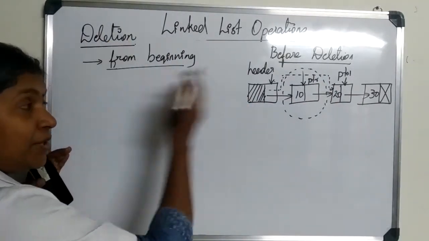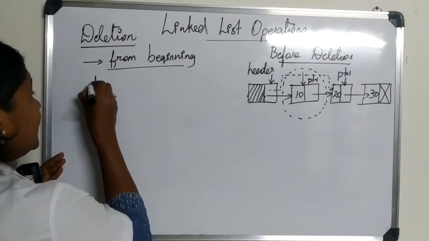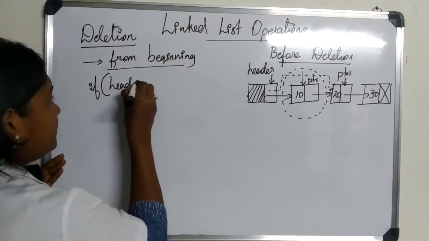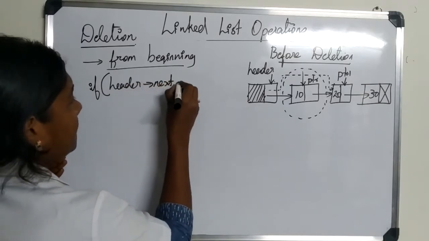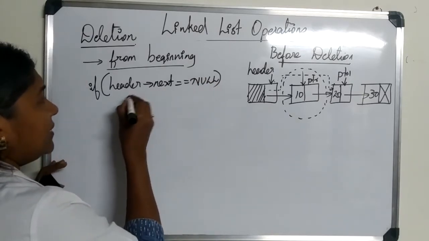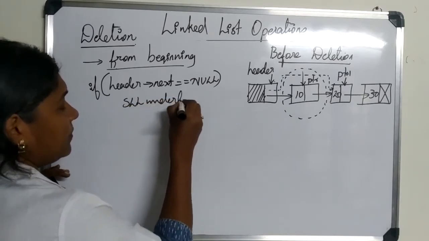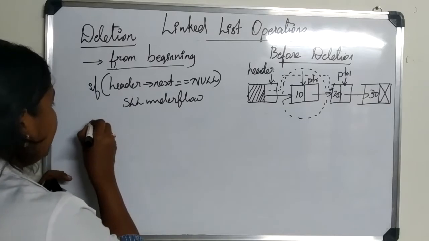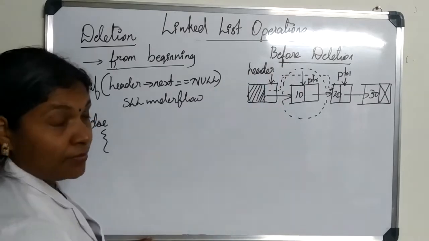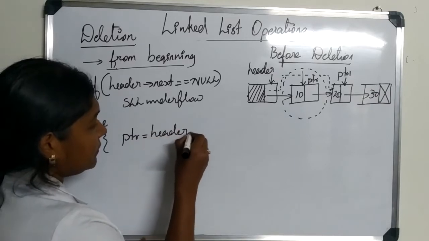Coming to the algorithm part, I mentioned we will first check whether the linked list is empty or not. So I am checking if header dot next is equal to null. If it is equal to null, display single linked list underflow. Then, in the else part, first we need to assign a pointer to header dot next. So PTR is equal to header dot next.